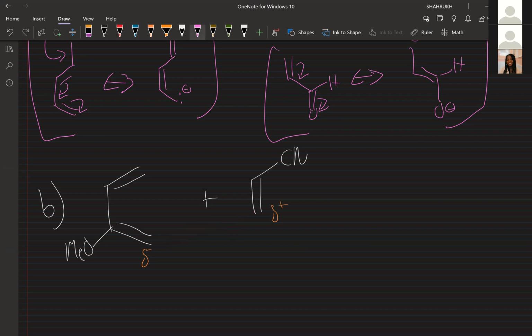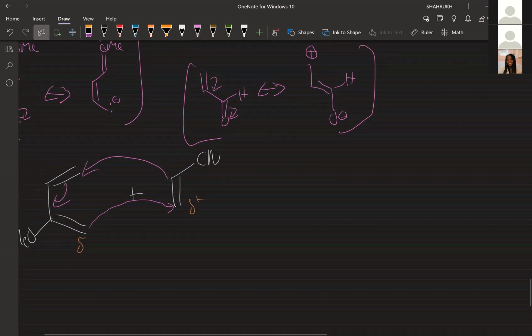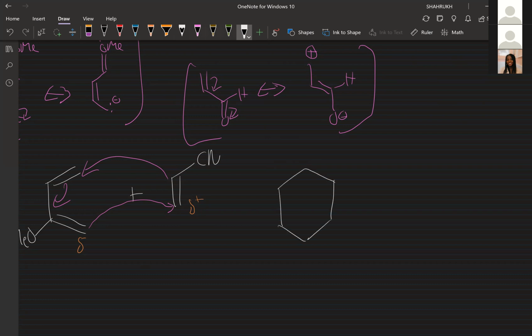So now if we did the arrows, this bond goes here. Technically we should draw it this other way, but it doesn't matter. This bond goes here and then this bond goes there, so that partially negative carbon is lining up with the partially positive carbon. And our final product here will look like cyclohexene. There's no stereochemistry here.